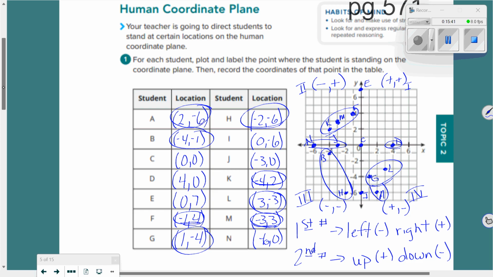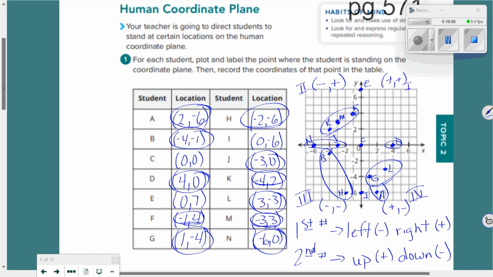How can they be in 2 quadrants? What's the similarity between those? If I look at J, D, N, and J, what's similar about all those? In all of them, right? So what do we know if that second one is 0? Where is it actually located?